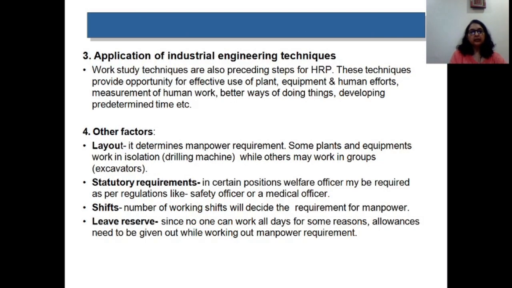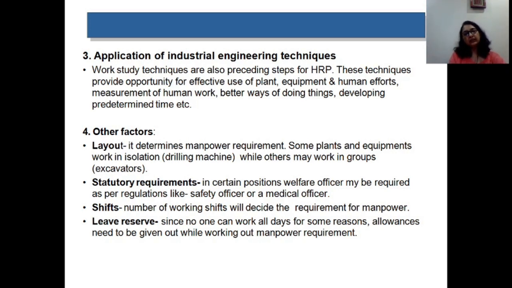Then thirdly, application of industrial engineering techniques. Now HRP also requires knowing what kind of work is being done in the organization, what is the best way of doing the task, and how much time a particular task takes. So all this determines human resource planning.